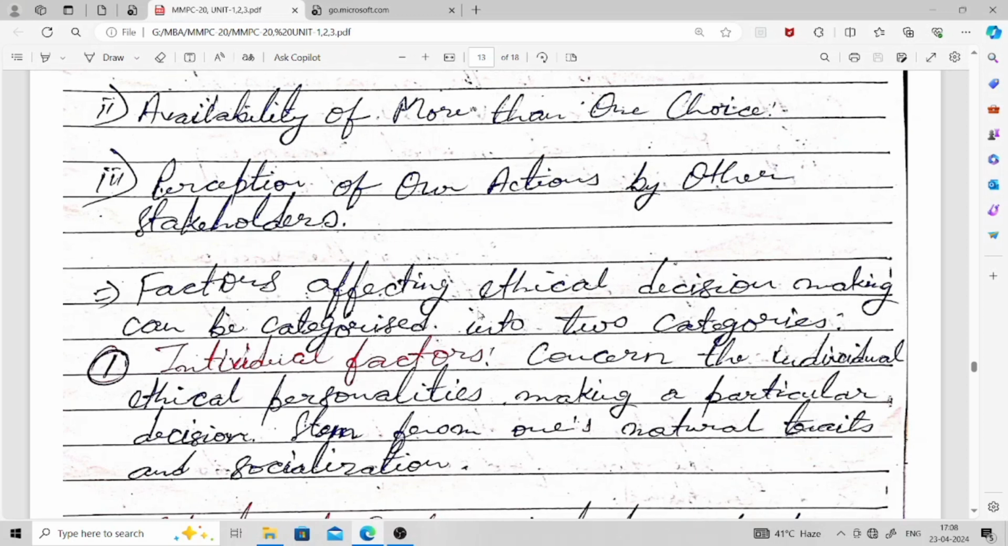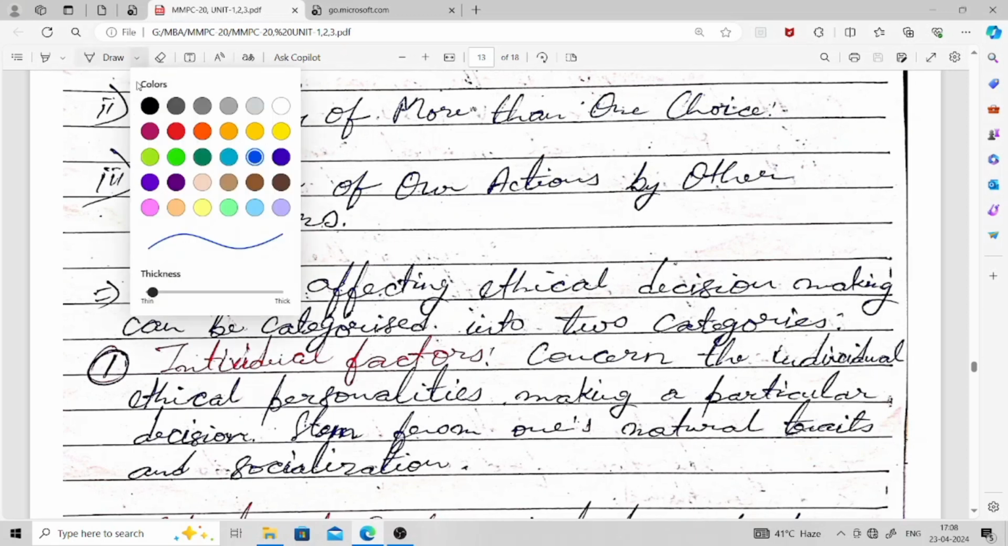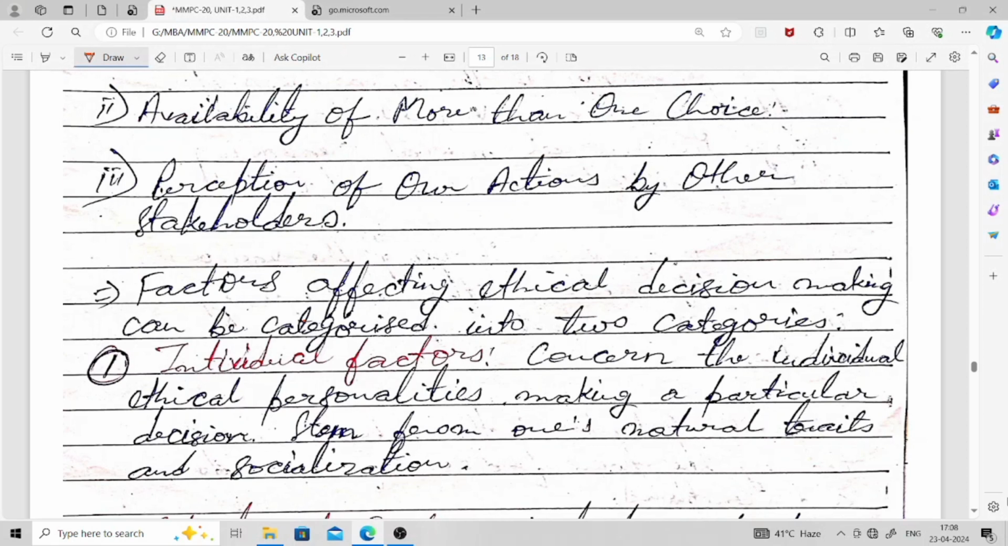So factors affecting ethical decision making can be categorized into two categories. Here I am reading. If I write, then it will be better, I think. So let's see how I can draw. Okay, done. Now, as you can see on your screen, factors affecting ethical decision making can be categorized into two categories. So how many categories? Two.